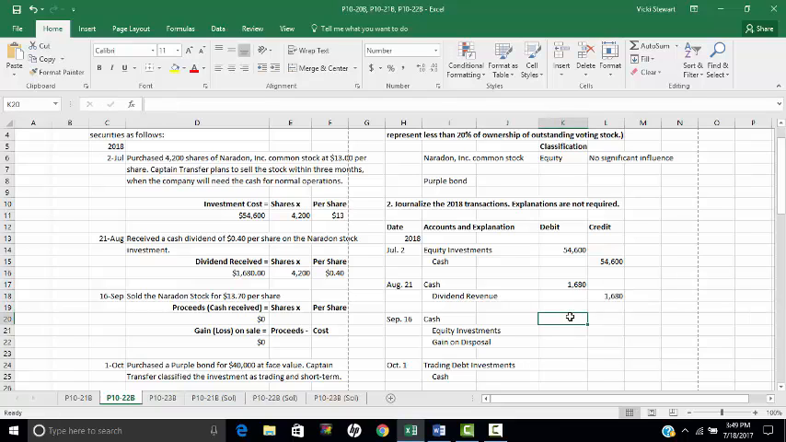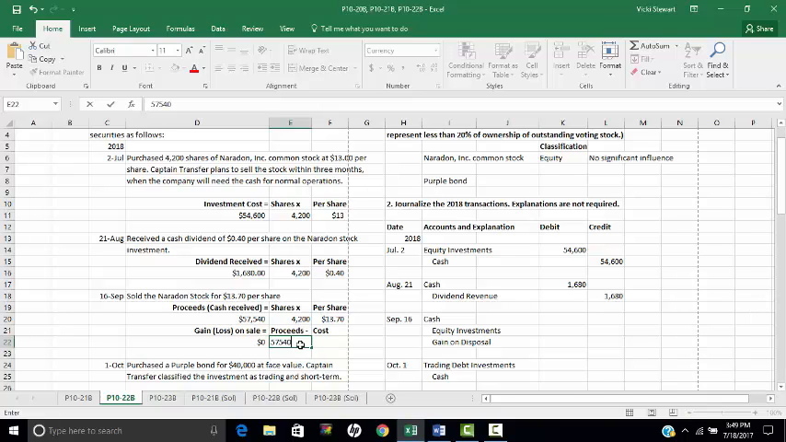Our next entry on September the 16th states that we sold the Narodon stock for $13.70 per share. So first we need to determine the proceeds from the sale. We sold all 4,200 shares at $13.70 per share. That gave us proceeds of $57,540.